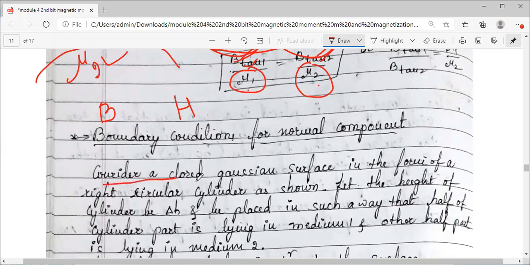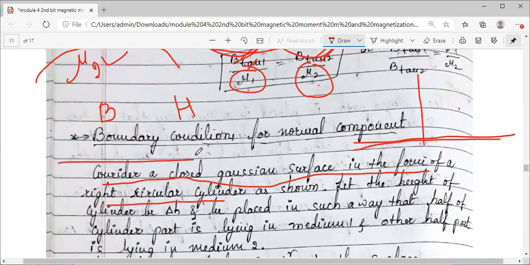So for that, consider a closed Gaussian surface in the form of a right circular cylinder. Right circular cylinder means its axis is perpendicular. Perpendicular to what? The surface considered. No doubt, the surface we have considered is not a straight line. It is somewhat little curved, okay, bent. But we have taken a right circular cylinder here. That means its axis and the interface that we are considering, these two will be perpendicular. Okay.